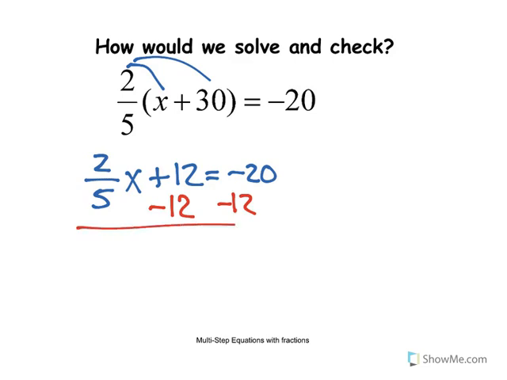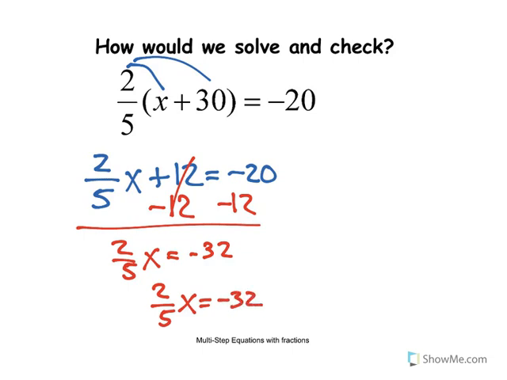I'm going to add negative 20 on both sides. So I know that 2/5 x is equal to negative 32. And again, guys, we go back to multiplying by that reciprocal here. And that's going to be 5/2. That's going to give me x equals negative 80. And if I look at the check, negative 80 plus 30 is negative 50. 2/5 of negative 50 is negative 20.